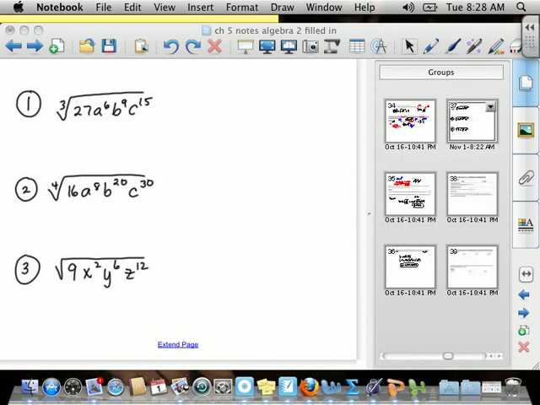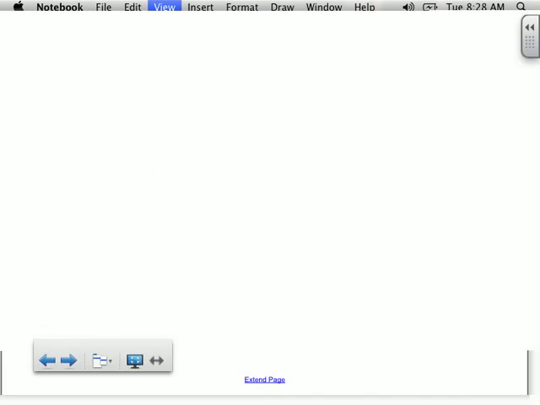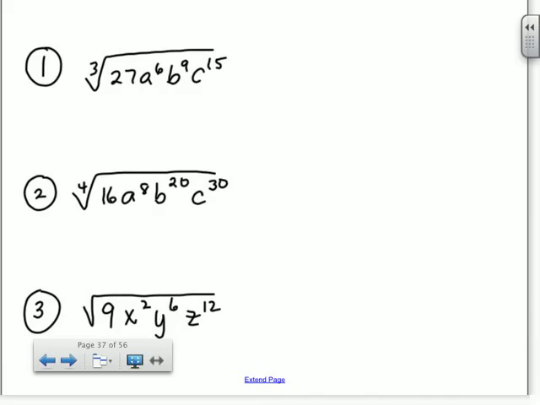Okay, so we're going to do a quick review of yesterday. So you have 3 problems. You have the cube root of 27, a to the 6th, b to the 9th, c to the 15th. So this is an odd root. If you're taking an odd root, like the 3rd root of negative 8, it doesn't matter if you get a positive or negative number out, right? So that's okay that that is negative 2. So we don't need absolute values on something like that because it should be negative.